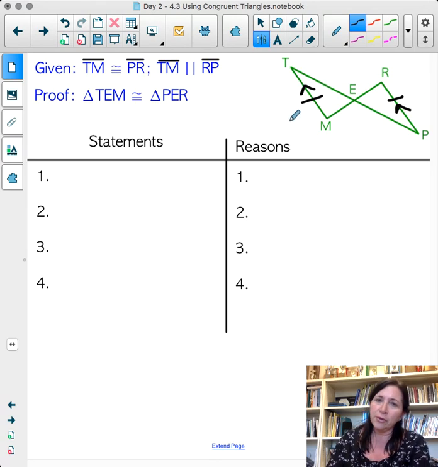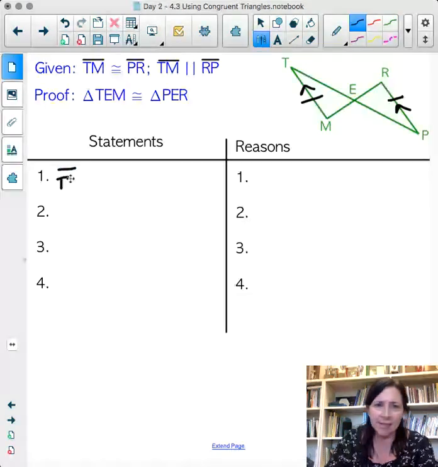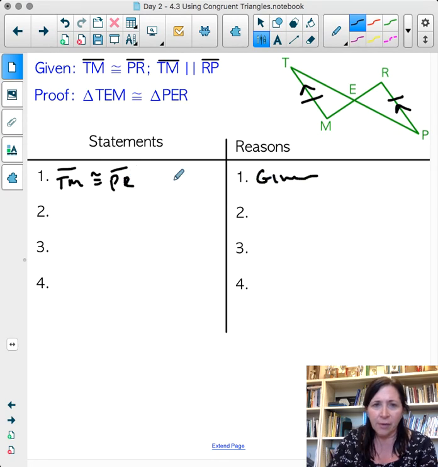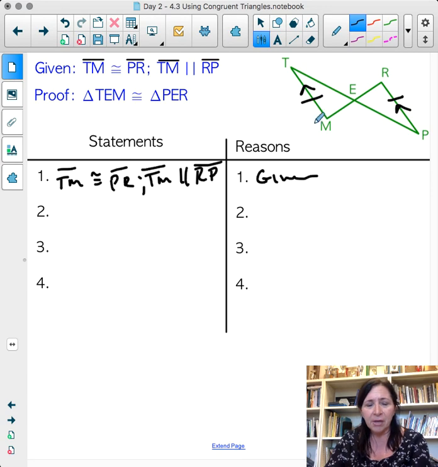So two things. Number one, in the given, we're going to write TM is congruent to PR, and that's given. We also know that TM is parallel to RP, and that's also given. But you need to ask yourself, why are they giving you that these two lines are parallel?